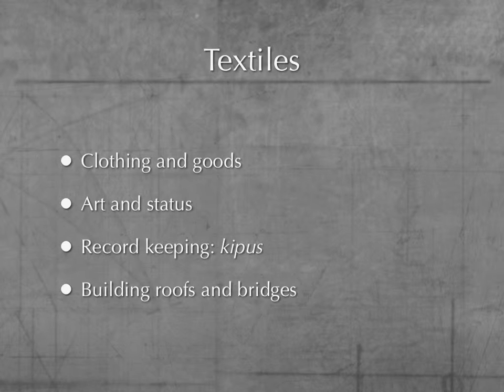Textiles in particular were hugely important. They were used for clothing, of course, and other forms of goods. Having particularly well-made textiles could be a great sign of status. It was one of the forms of artwork. Cords were used for record keeping. Quipus were used in place of a written language. Instead, they used a series of knotted cords as a way of keeping track of money, records, food, and various things like that. So record keeping was done with cords made from textiles in essence.